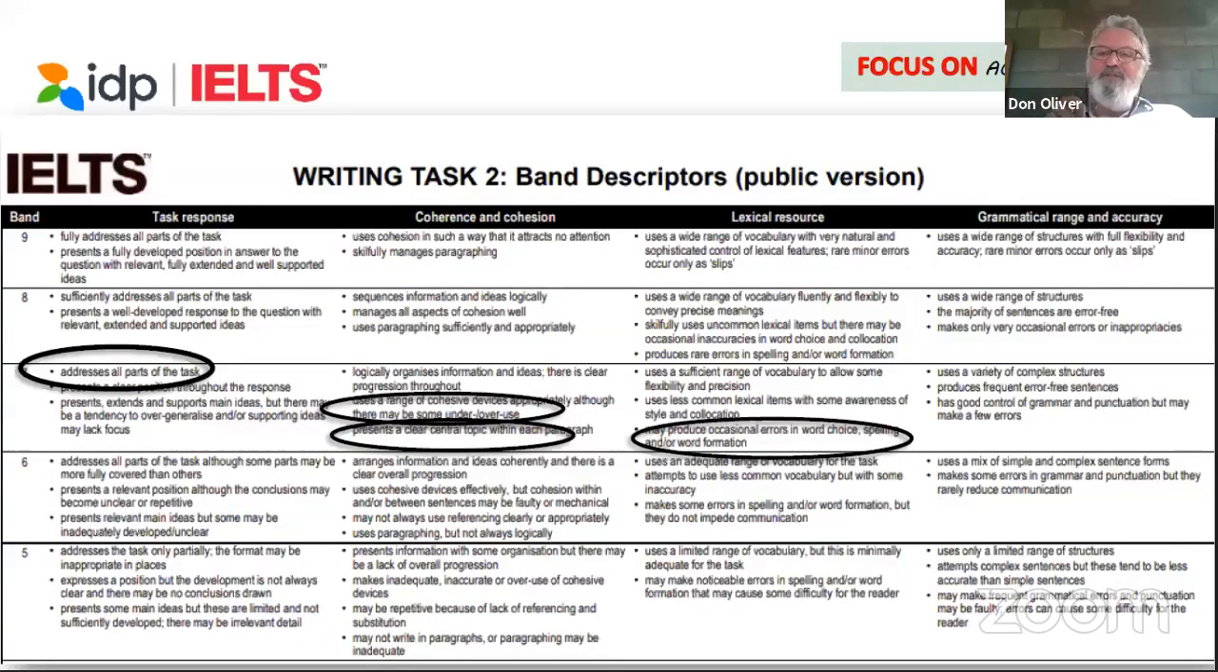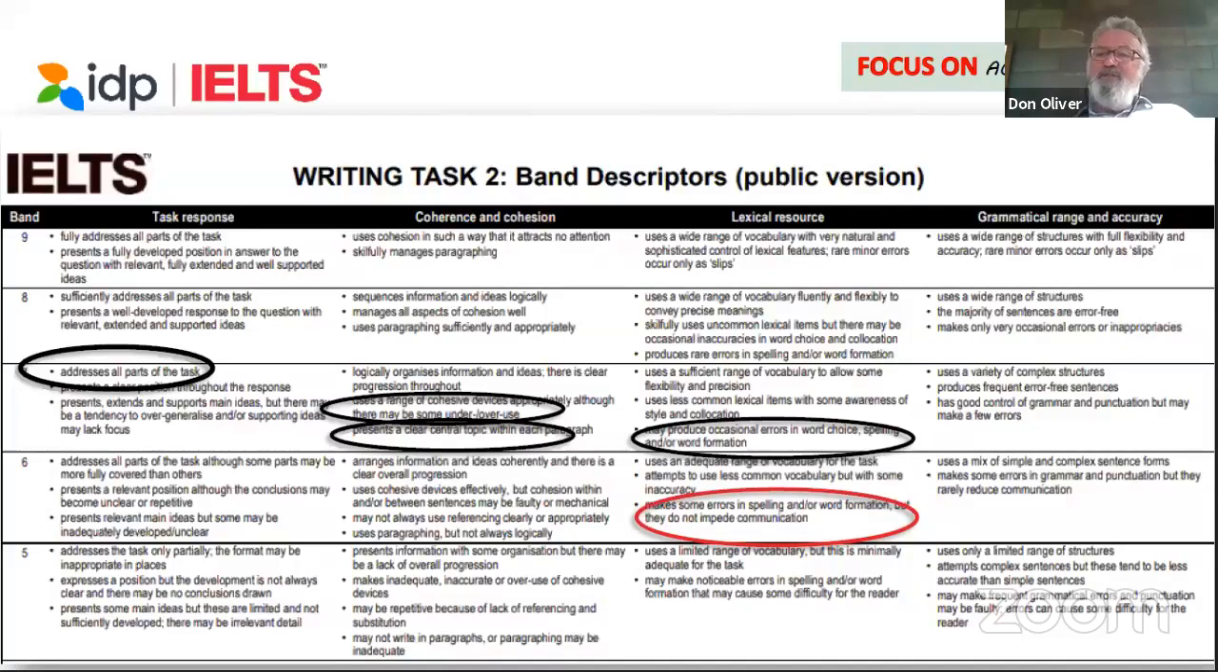In lexical resource, remember, lexical resource just means your vocabulary. At a band 7, you only have occasional errors. That means not many, maybe 4 or 5 maximum spelling errors or errors in your choice of words. A band 7 is a strong speaker of English. Remember that.